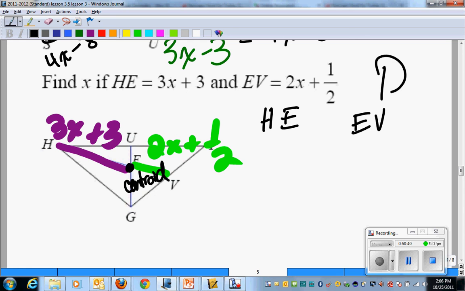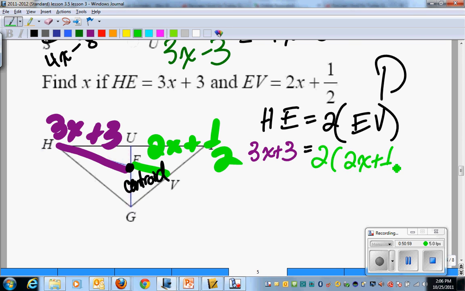Yeah, HE equals 2EV. Ryan, do you see what's going on there? So why don't you write that relationship out? So we have 3x plus 3 equals 2 times the quantity 2x plus 1/2. Distribute the 2 and solve. And make sure you plug your solution in. How would you know absolutely that you're correct?